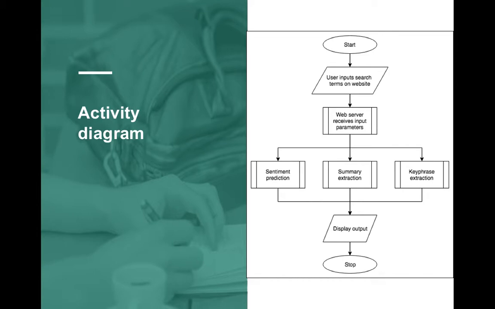So this is the activity diagram. When a user wants to know about certain events, the user can just input whatever terms that these inputs are then received by the web server, which then sends it to the respective modules. It first predicts the sentiment and then extracts the summary and then finally extracts the key phrases. This is all put together and returned to the user as output.